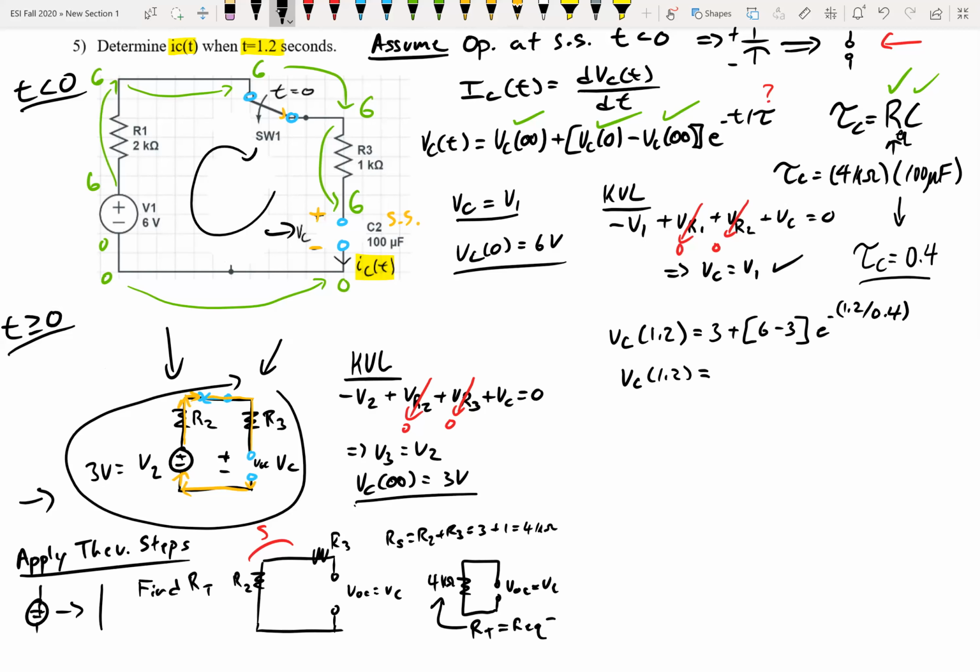Better idea. So yes, we need to find the value at 1.2, but notice here that this needs to be as a function of time rather than just a time value, because we can't take a derivative of a constant number, that will give us 0. So we need to leave time in there. So then now this will just simplify down to 3 plus 3e to the negative, 0.4 inverse is equal to about 2.5. So this will be minus 2.5t.